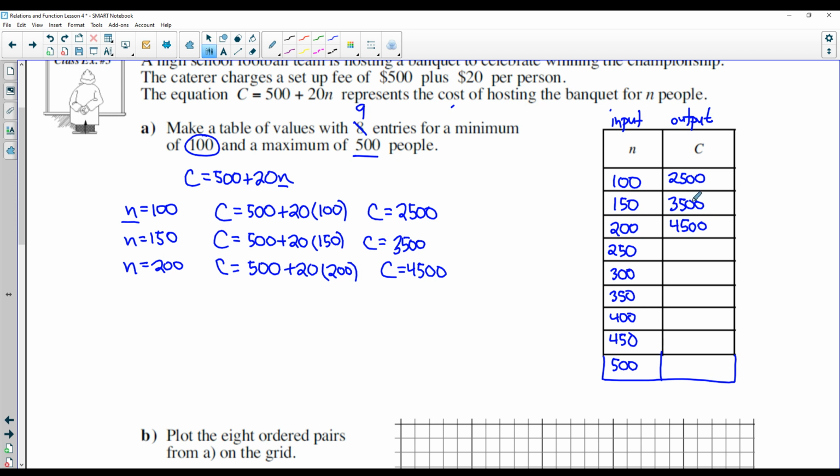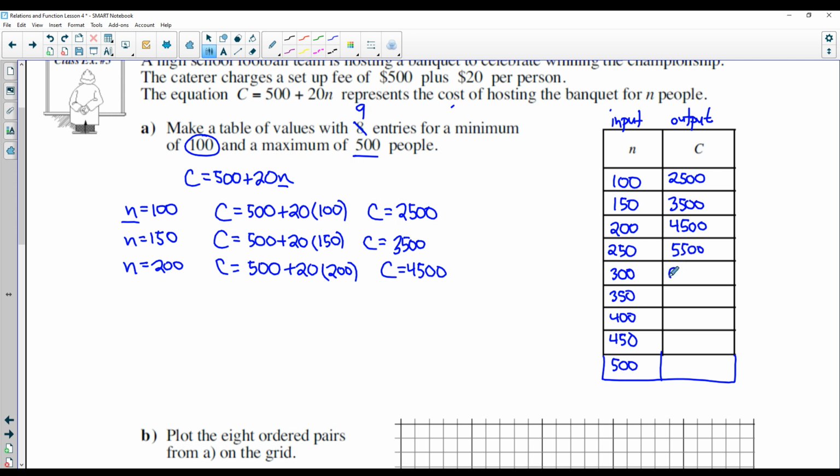And now what you should do is, since we've done 3 table entries, see if we observe a pattern. Okay, so as n increases by 50 people, the cost keeps increasing by 1,000. So I see this constant number that it's increasing by. Therefore, I can fill in the table just by identifying the pattern. For every 50 more people that come to the banquet, the cost is going to go up by $1,000. So this one would be 5,500.